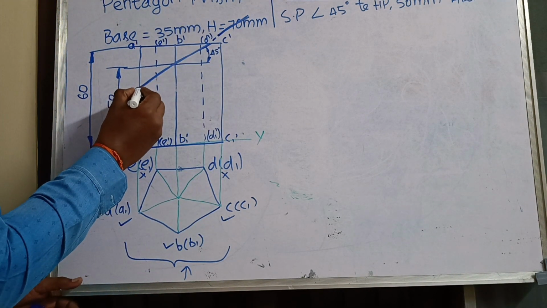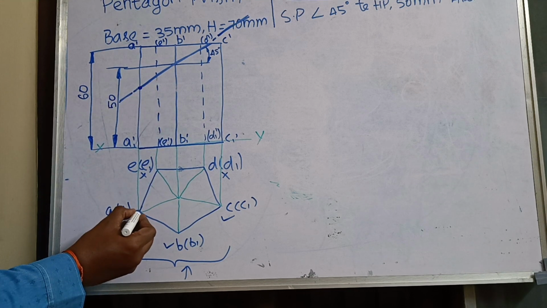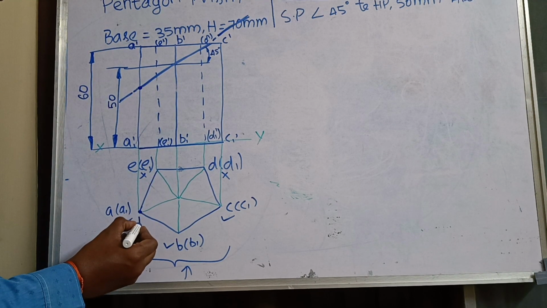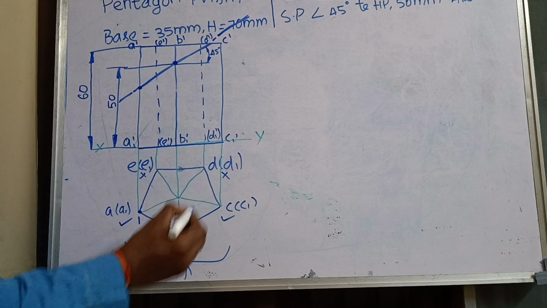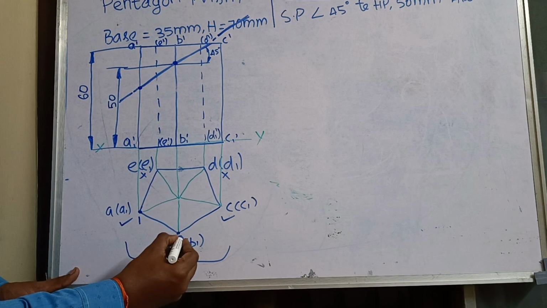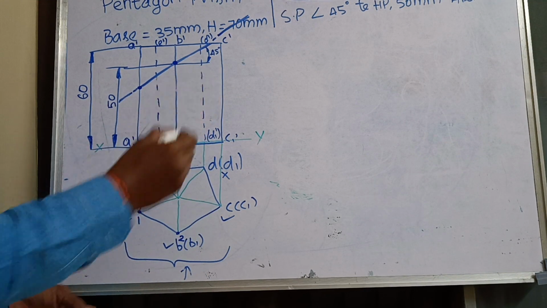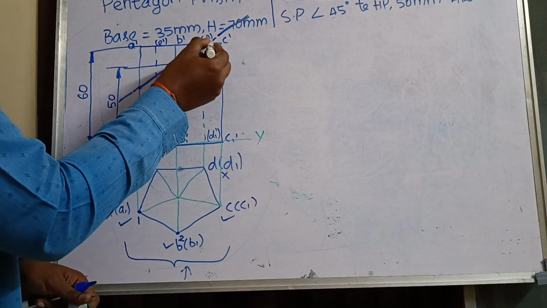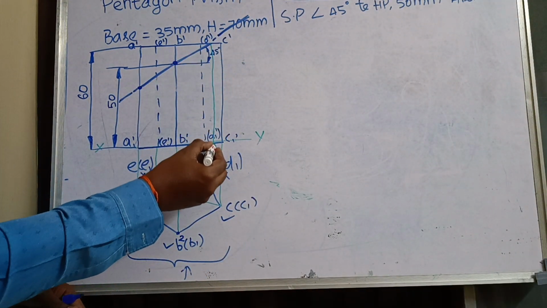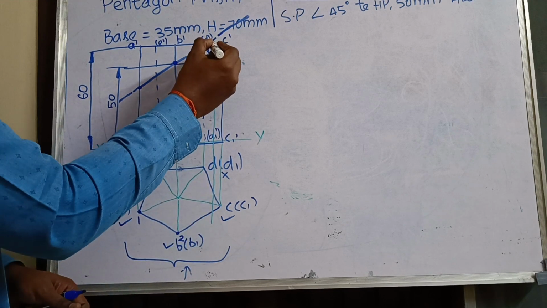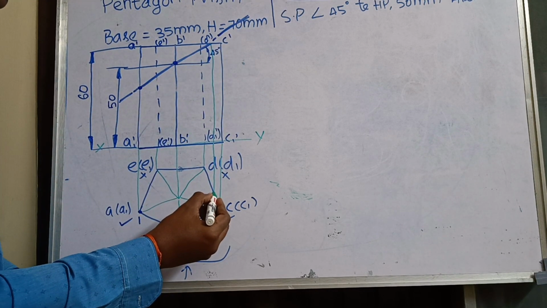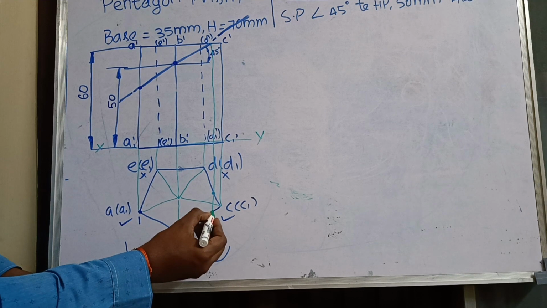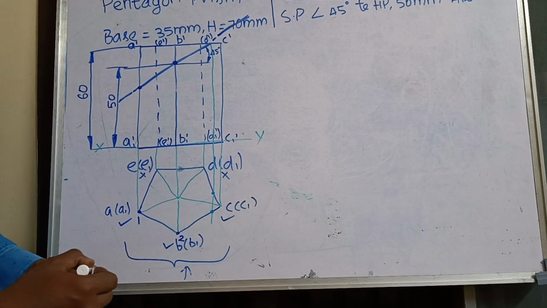Now where is the first section point? The first section point is on the A1 long edge. The second section point is on the BB1 long edge. The third section point, you project the points here. The third section point is projected on the base edges. So here you get one section point, here you get one section point.